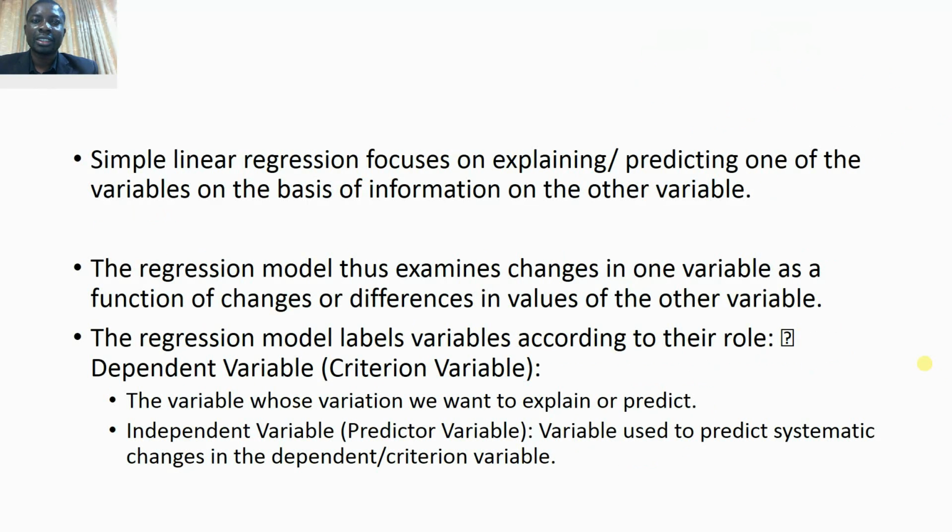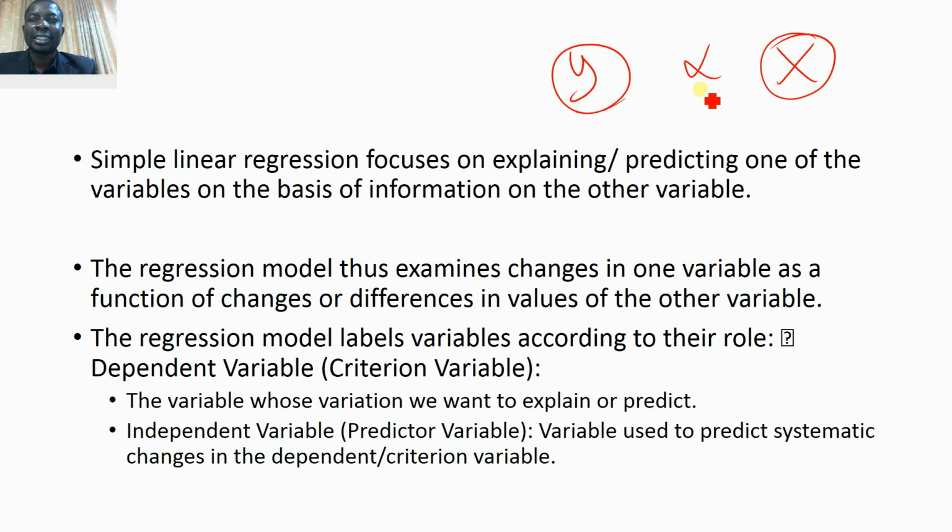Simple regression focuses on explaining and predicting one of the variables on the basis of information on the other, as we have indicated. And the model thus examines changes in one variable as a function of change or differences in the value of the other. So, for example, if we have y and then we have an x, then we are looking at how changes in x influence changes in y.